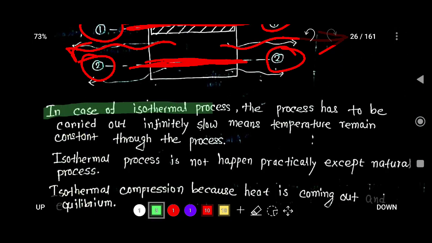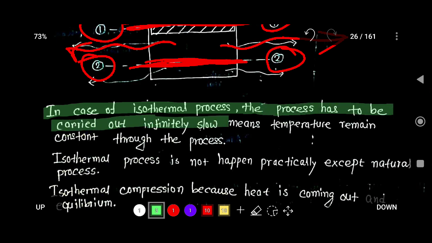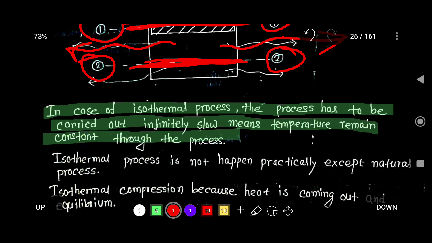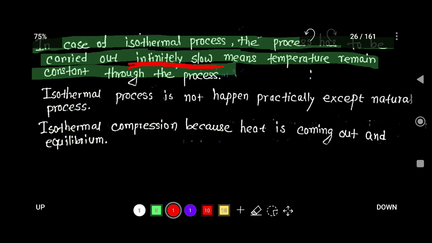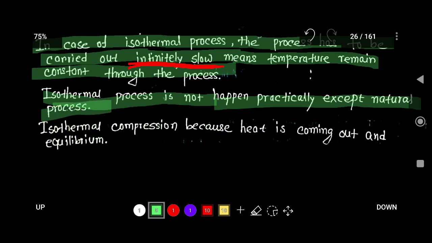In the case of an isothermal process, the process has to be carried out infinitely slowly, which means the temperature remains constant throughout the process. So understand that if any process is infinitely slow, then consider it an isothermal process. Natural processes are basically isothermal, but in real conditions it does not happen practically.